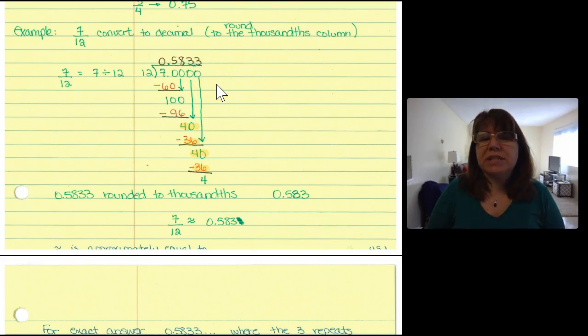So let's round it to the nearest thousandth. The thousandths position is, there's tenths, hundredths, thousandths. So I need to look at the 10,000th position. If the 10,000th position is 5 or greater, then we're going to round the 1,000th position up. If it's less than 5, then I just truncate. I chop it off. And 3 is less than 5. Therefore, my answer rounded to the nearest thousandth is going to be 0.583. So 583 thousandths.